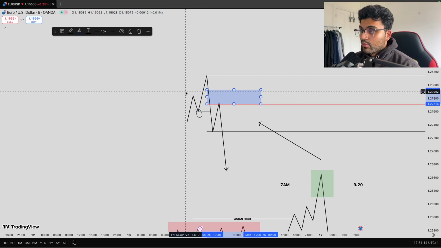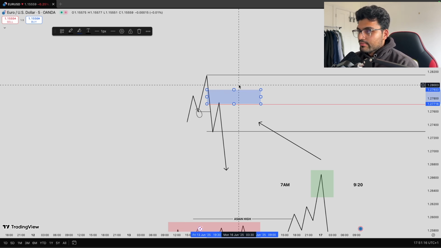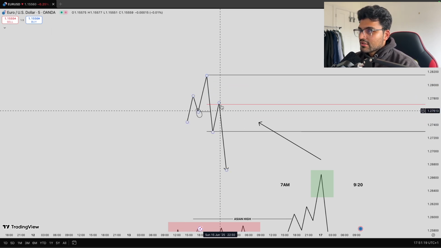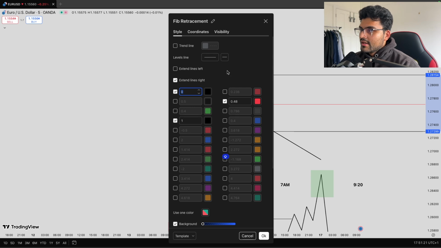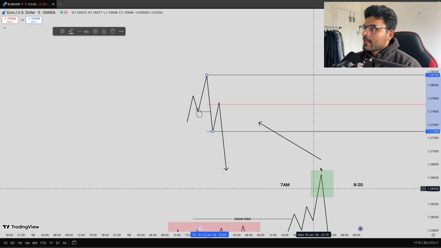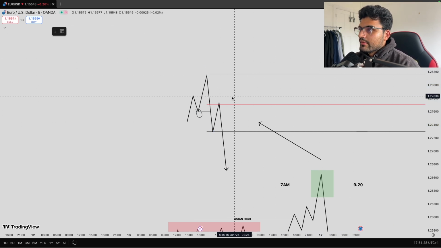Now you can either enter on the 1 minute or the 5 minute time frames. I use both to be fair. Now when price starts retracing, you want to enter at the 50%. So this is my Fibonacci settings. You can copy it, feel free. And then we enter at the 50% right there.